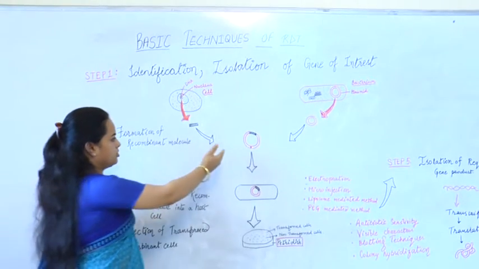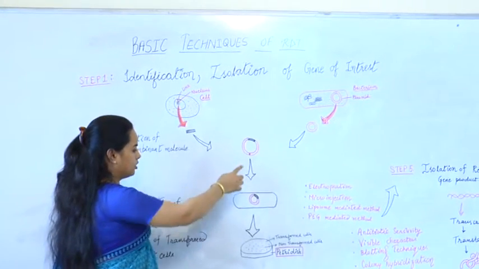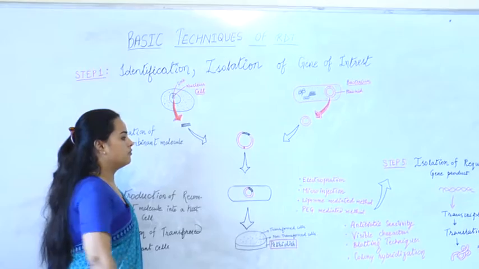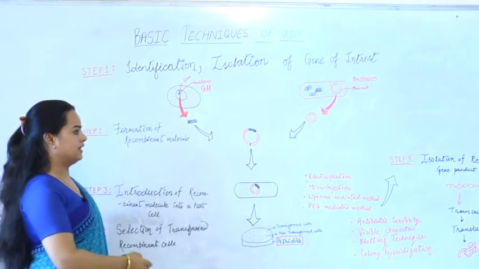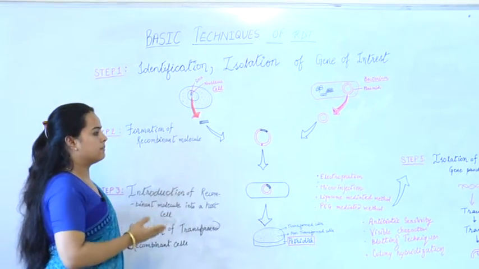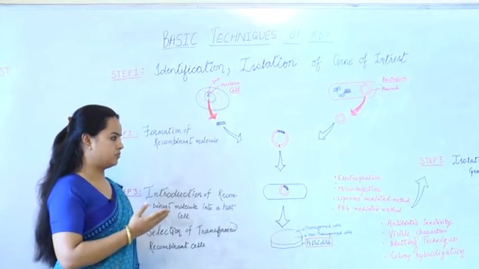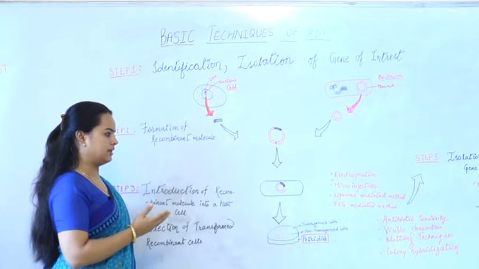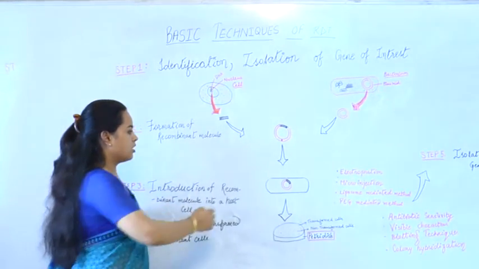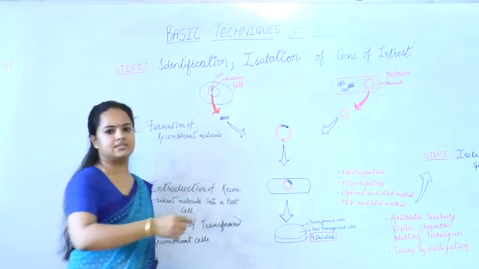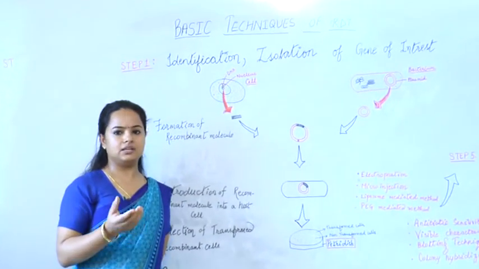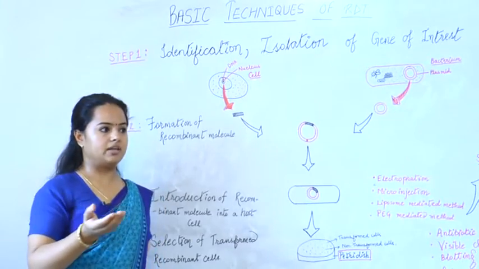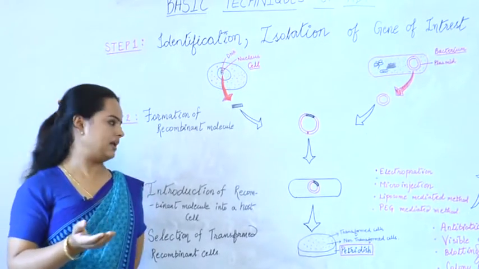For insertion of this recombinant molecule into a host bacterium, we can use different techniques like electroporation, microinjection, liposome mediated method, or polyethylene glycol mediated method. All these methods have been designed so friendly that we can use them in a very common genetic engineering lab.